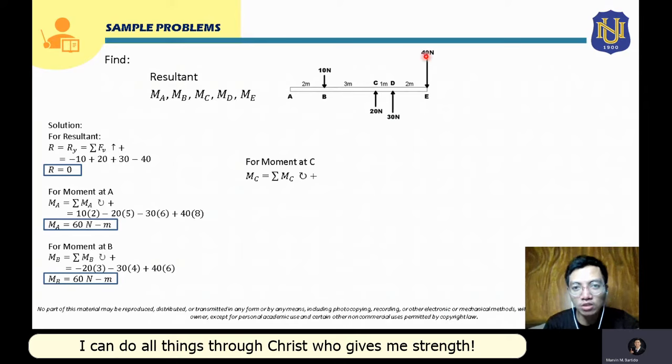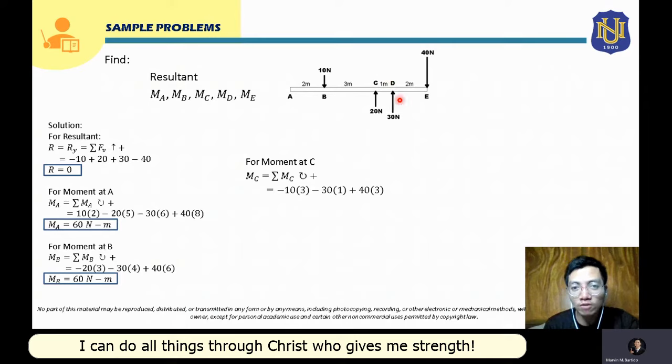So all the forces that have moment at C will be 10 Newton, 30 Newton, and 40 Newton. And this 20 Newton force will not have a moment about point C because it passes through point C. So let's start summing up. Let's start with 10 Newton. The 10 Newton force will have a moment of 10 times 3 meter. So that will be 10 times 3. And it will have a counterclockwise rotation about point C. That's why it will be negative here.